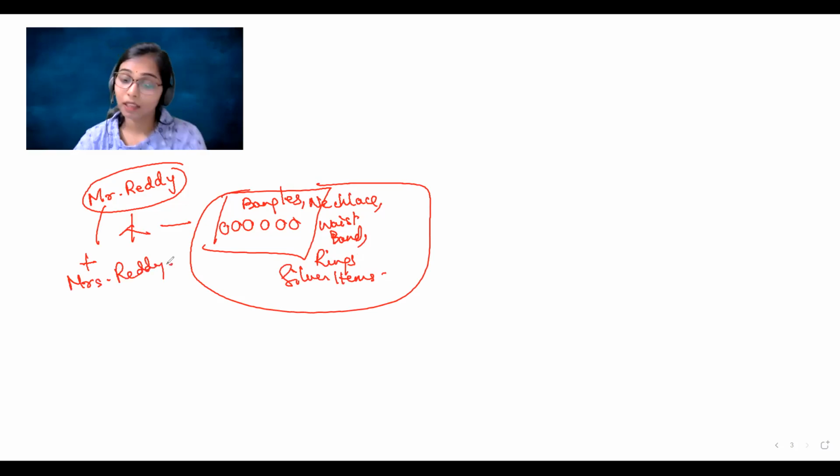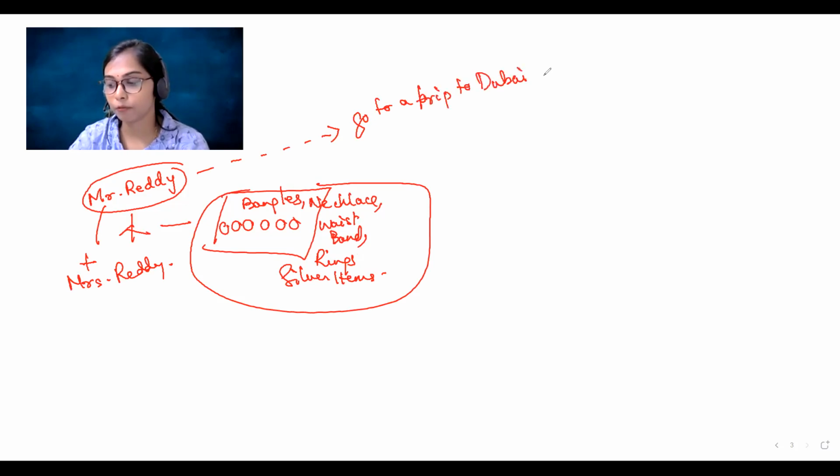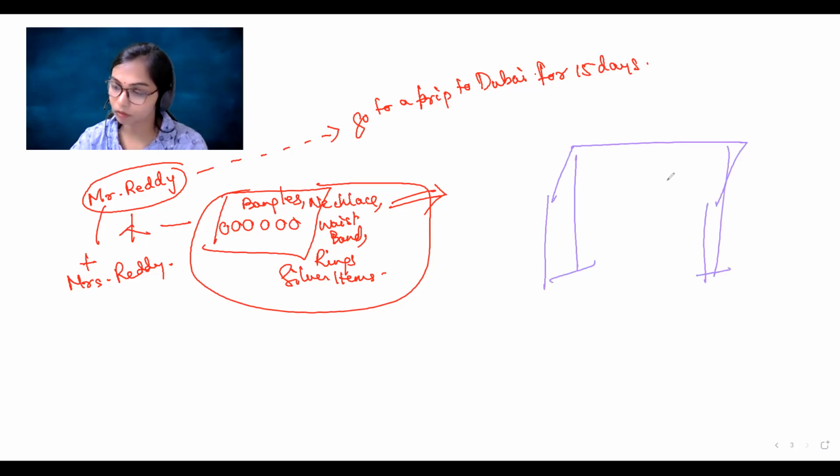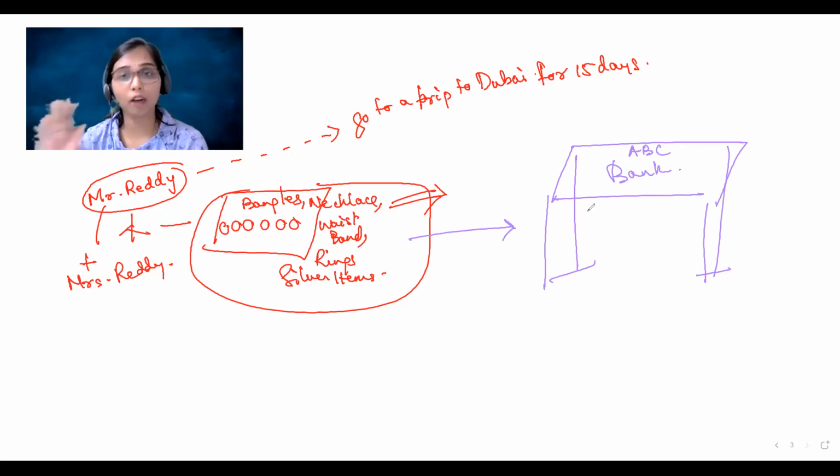Now what happens is Mr. Reddy has decided to go on a trip to Dubai for 15 days. For those 15 days he can't keep these ornaments in his house. So he decided he wants to keep them in a bank. This is ABC Bank. He went to the bank because he already has an account there.